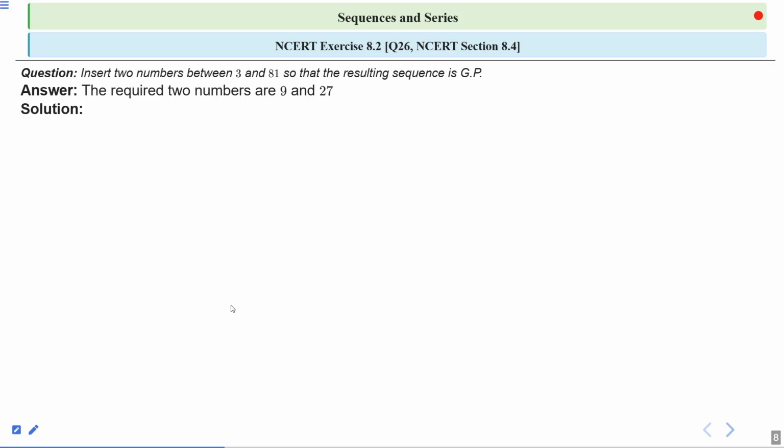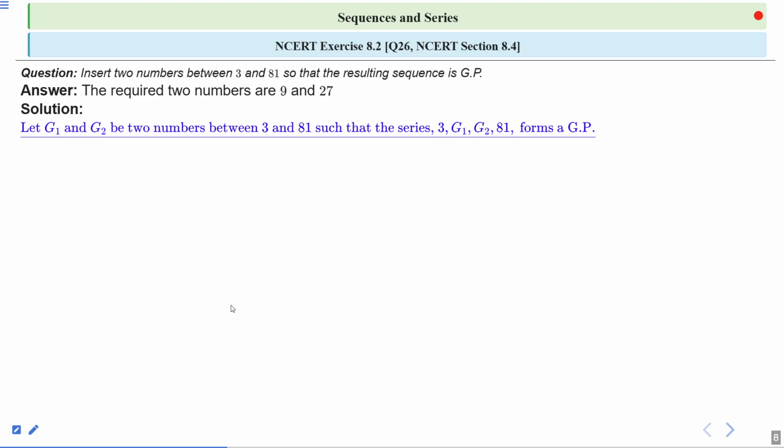So let us see the solution now. First of all, let G1 and G2 be the two numbers between 3 and 81, such that the series 3, G1, G2, 81 forms a GP. So these four terms, 3, G1, G2 and 81, will form a GP, meaning geometric progression.